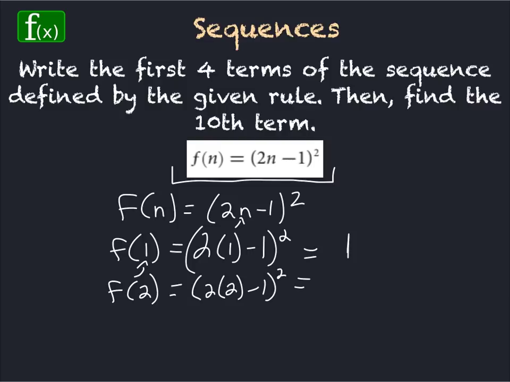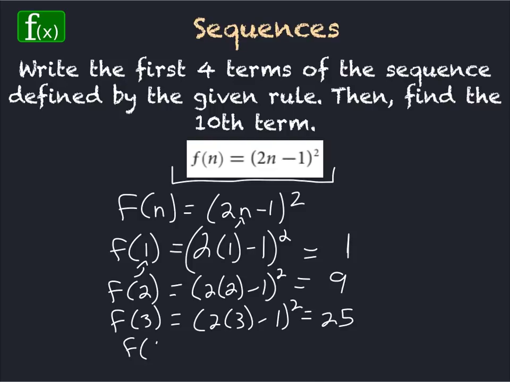We just plug in 2, find our output, so it would be 3 squared, which would just be 9. At our third position, it would be 5 squared, which would be 25. And in our fourth position, it would be 7 squared, which would be 49. So that's all you would need to do with explicit rules.